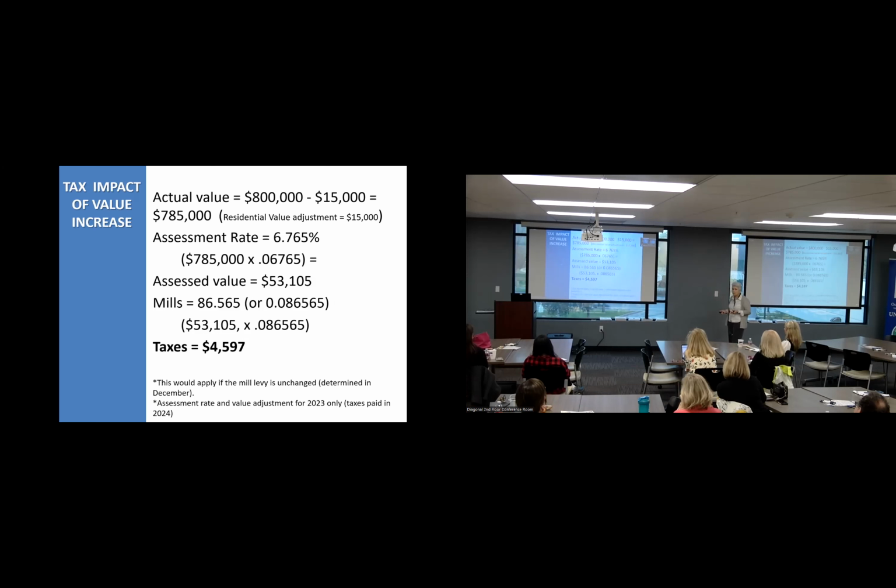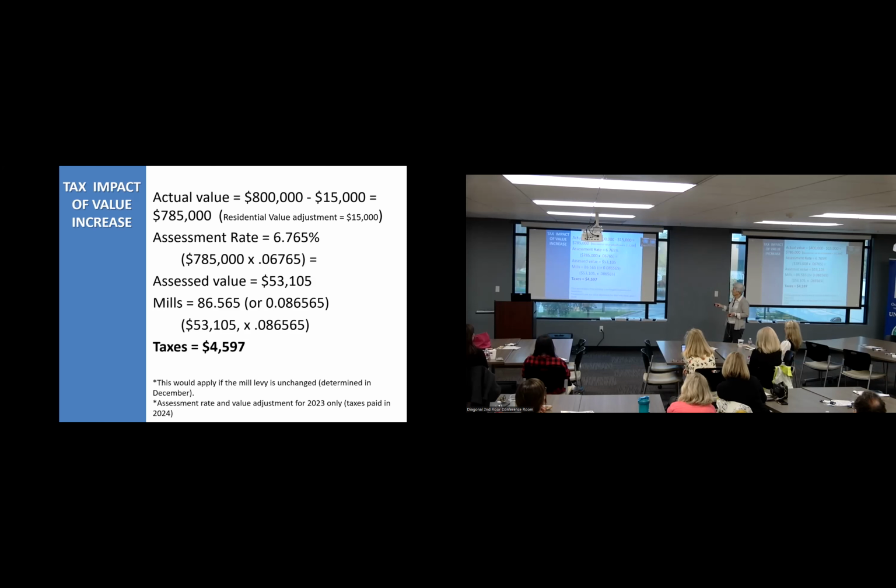If it went up 35%, now that property is $800,000. There is a one-time reduction this year that the legislature put in last year of $15,000 off the actual value for every residential property. For commercial improved, there's a $30,000 reduction. And this is as it stands today. Our rate is now down to 6.765. So you only pay taxes on 6.765 of your actual value.